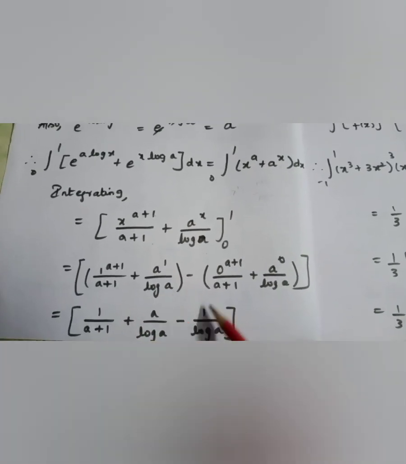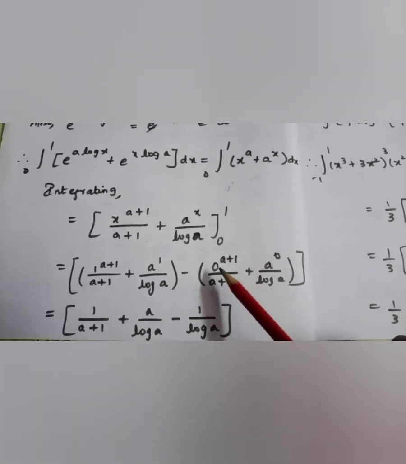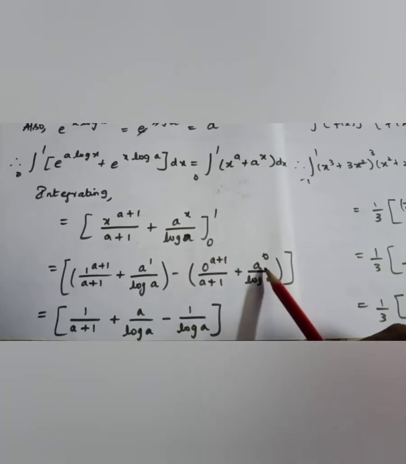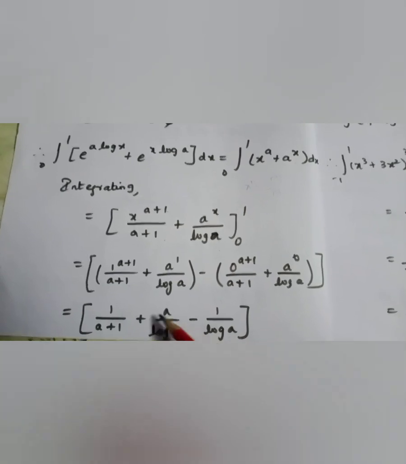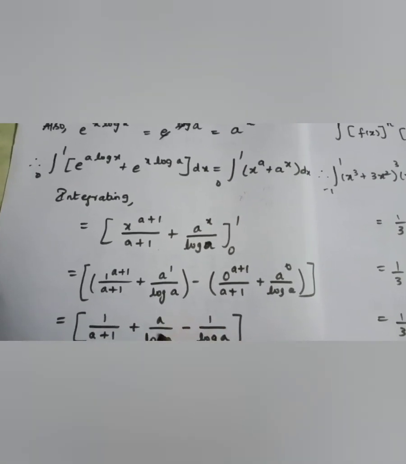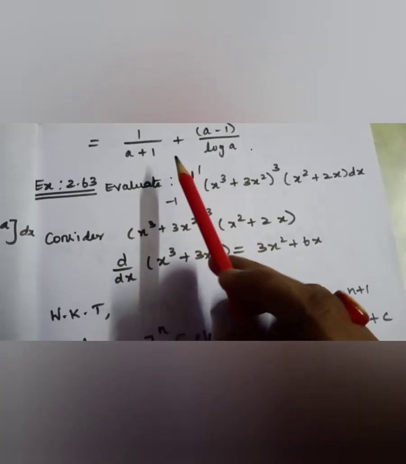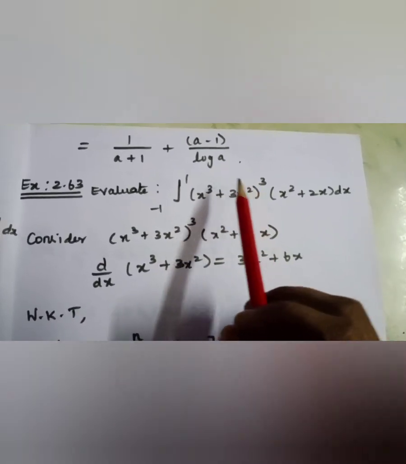Again here, a by log a minus this expression will become 0 because of 0 power. So it will become 0. Here a power 0 is 1, so 1 by log a. So we are having only these three terms. In these three terms, these two terms can be written together because we are having the same denominator, log a. So the answer will be 1 by a plus 1 plus a minus 1 by log a.